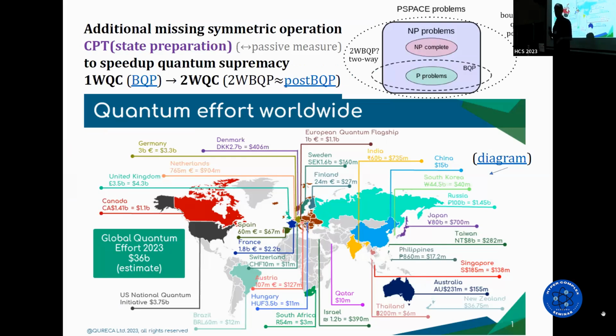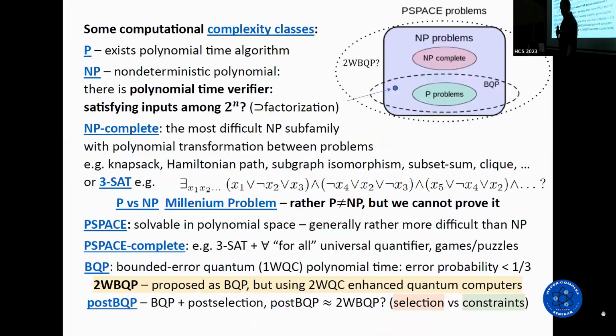Now let's talk about consequences, like solving problems in theory. Here are some complexity classes. There are polynomial time algorithms. Then there is NP, which has a polynomial time verifier, but there is an exponential number of inputs, so we would like to find the proper input. For example, 3-SAT is complete for it. Then there is PSPACE, also very interesting, like 3-SAT, but with a for-all quantifier here.